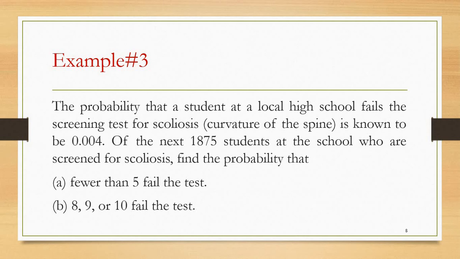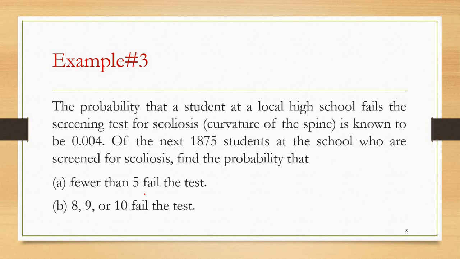So if you concentrate on this statement, they are saying that students are going for the screening test for the curvature of the spine, and the probability or the chances of failing the screening test is 0.004, and they are taking the sample of 1,875 students at the school, and they are asking the probability that fewer than 5 will fail the test.